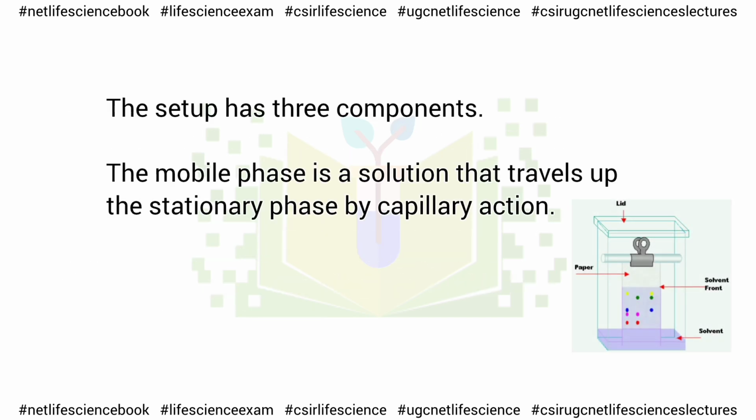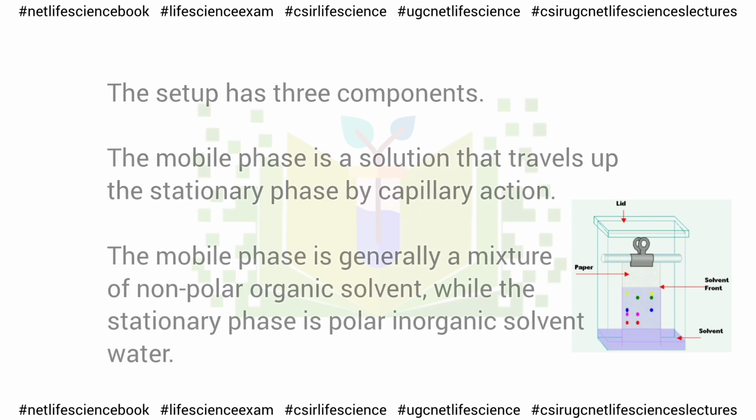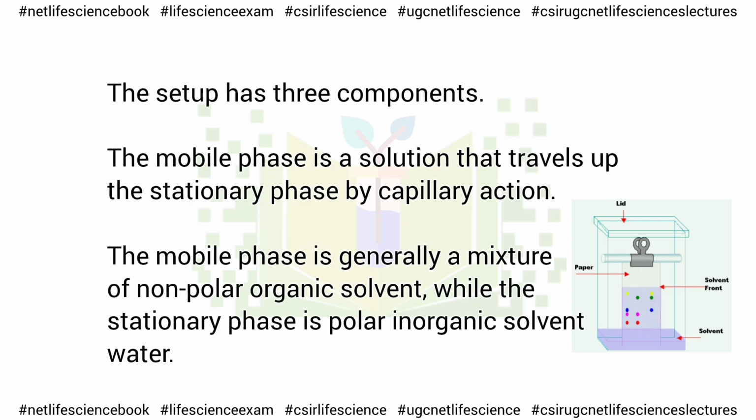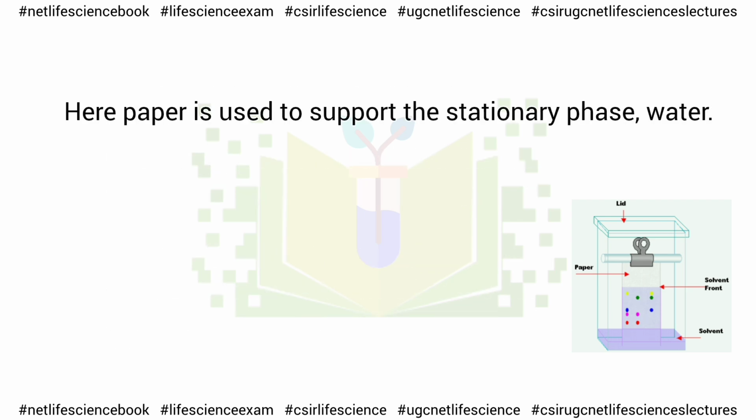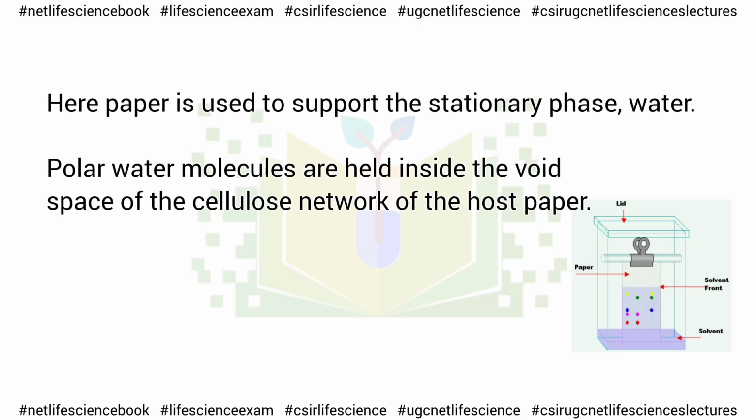The mobile phase is a solution that travels up the stationary phase by capillary action. The mobile phase is generally a mixture of non-polar organic solvent, while the stationary phase is polar inorganic solvent, water. Here paper is used to support the stationary phase, water. Polar water molecules are held inside the void space of the cellulose network of the host paper.